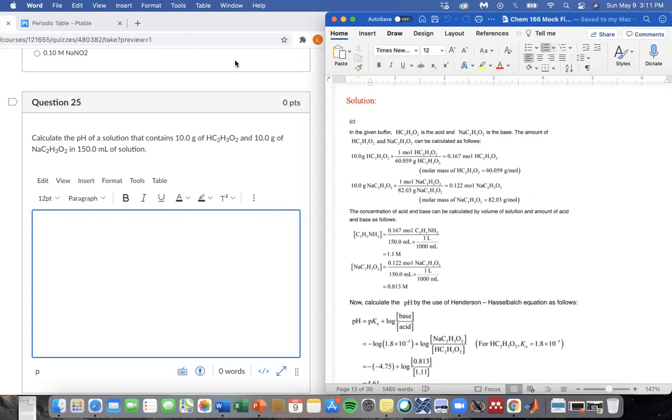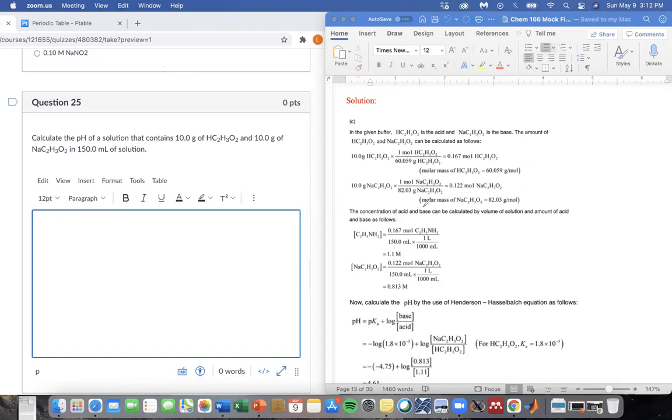And so you can calculate the molarity of each of these. You divide by the molar mass of both of them, and you'll get 0.16 moles of HC2H3O2. You can do the exact same thing for NaC2H3O2, getting it in terms of moles, and then figure out molarity first, because it's 150 milliliters of solution, so it'll be 0.15 liters. You divide your moles by 0.15 liters and get a 1.11 molar solution of HC2H3O2 and a 0.813 molar solution of NaC2H3O2.